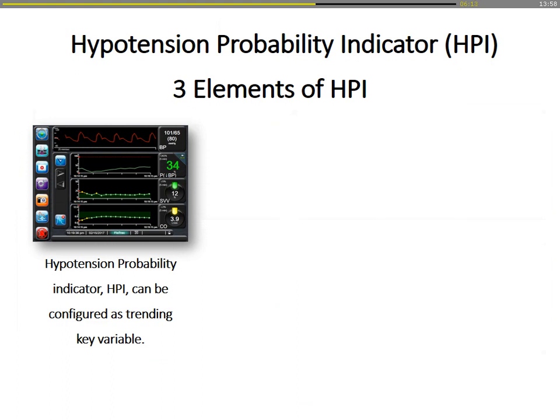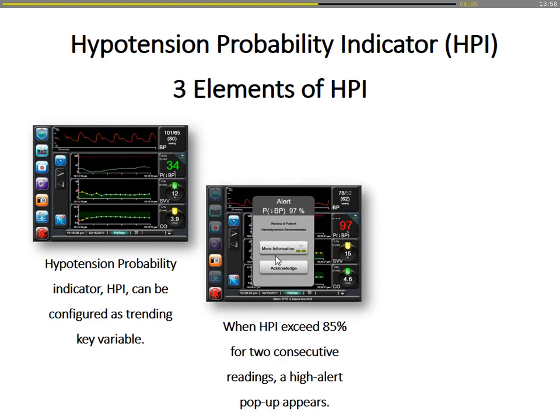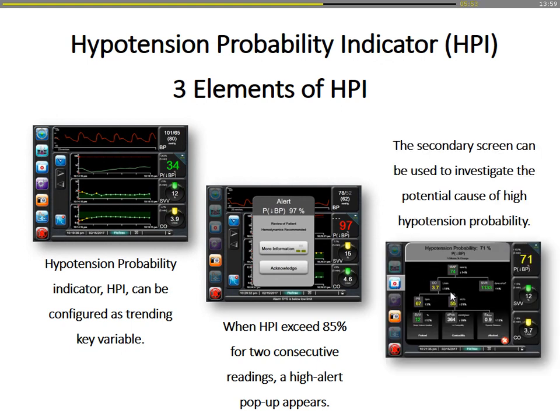So this monitor has 3 elements. First thing, you can trend this variable over time. If it predicts hypotension, so if the probability is higher than 85%, it gives you an alarm, and then you can click on the screen and you can ask for more information, and then a secondary screen comes up with a decision tree which can help you to identify the origin of this hypotension.